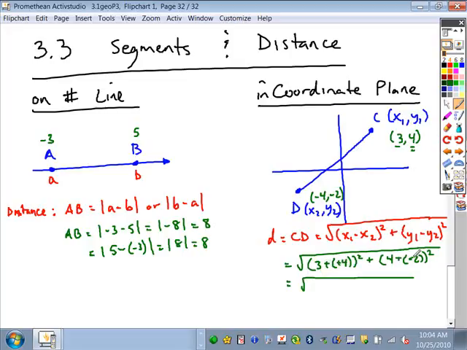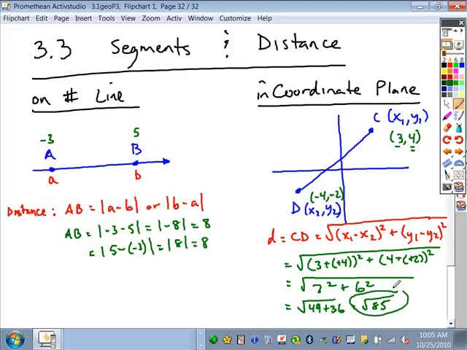Here, when you subtract a negative, it's equivalent to adding the opposite. So you get 7 squared plus 6 squared. And so if you continue to simplify this, 49 plus 36, or if you combine it all, you get the square root of 85. Are there any perfect square factors that you can remove from 85? No. So this winds up being your final answer.